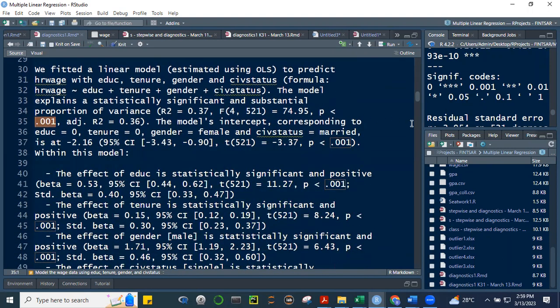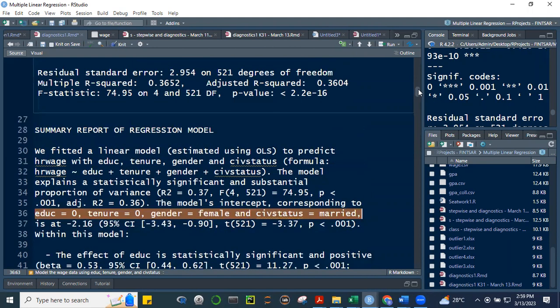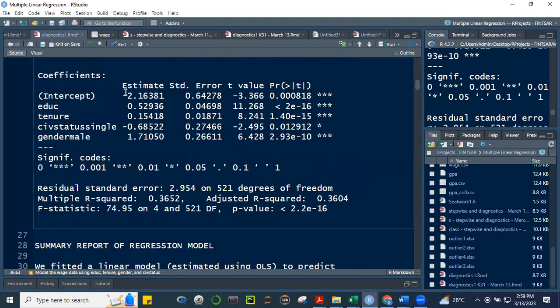The model's intercept, corresponding to education equal to 0, tenure equal to 0, gender equal to female, civil status equal to married, is at negative 2.16. Let's just look at that again. This is negative 2.16, right? Now, the intercept is the average value of your dependent variable, hourly wage, when all your parameters are equal to 0. So education is 0, tenure is equal to 0, civil status is equal to 0 means what? If civil status is equal to 0, what does that mean?